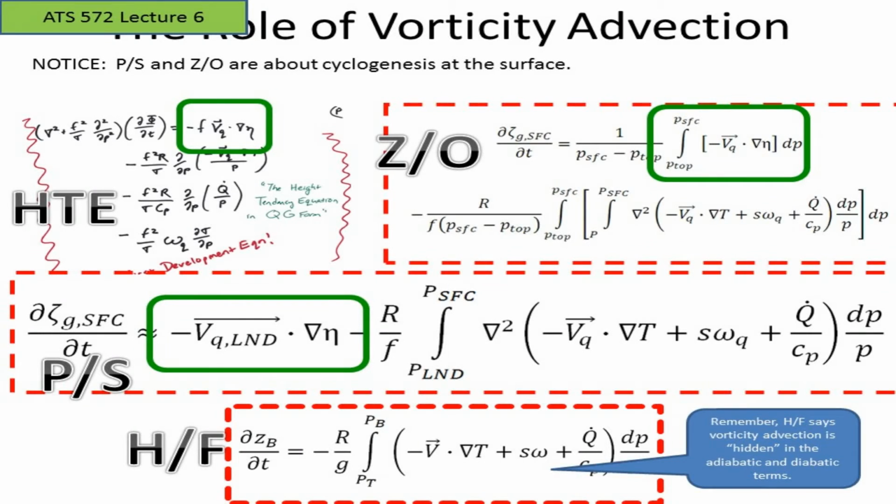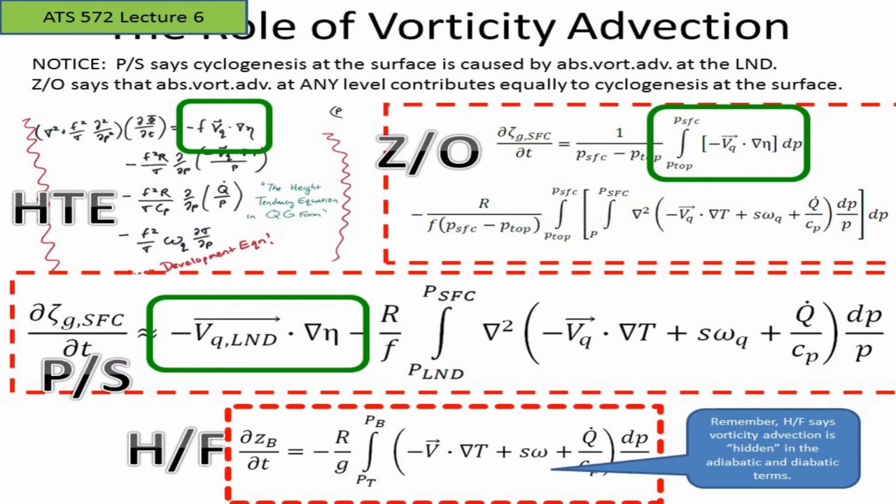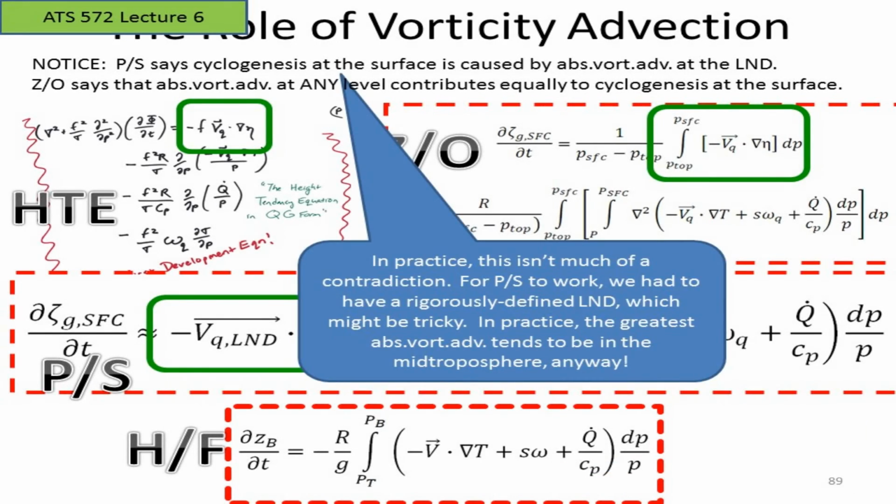It says Pedersen-Sutcliffe and Zwack-Okossi are about cyclogenesis at the surface. And in both of their cases, notice that Pedersen-Sutcliffe says that cyclogenesis at the surface is caused by vorticity advection at the level of non-divergence. Zwack-Okossi says the vorticity advection any place in the atmosphere contributes equally well to cyclogenesis at the surface. They're just 2 different sets of approximations about such things. Now, in practice, that isn't much of a contradiction. For Pedersen-Sutcliffe to work, we had to have a LND, which can be tricky. And in practice, we usually just sort of pick some place in the mid-troposphere, and that tends to be where there's greatest vorticity advection anyway. So, it's not really all that much of a contradiction. It's just a mathematical complication.